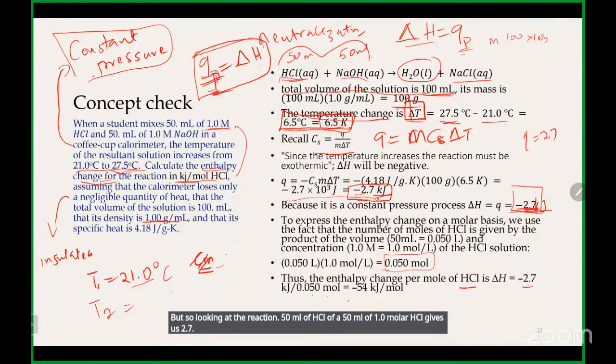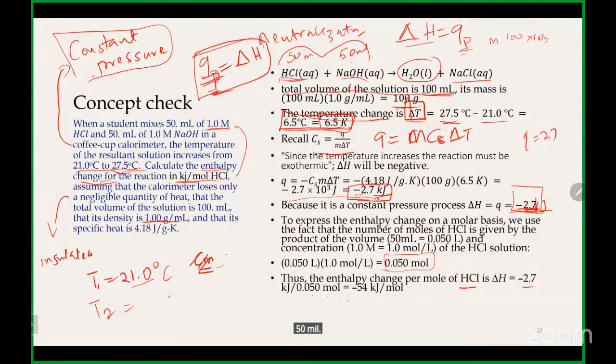50 mL contains 1 mole times 0.05 liters. That will give us 0.05 moles. I hope that one is clear. Number of moles is molarity times volume.